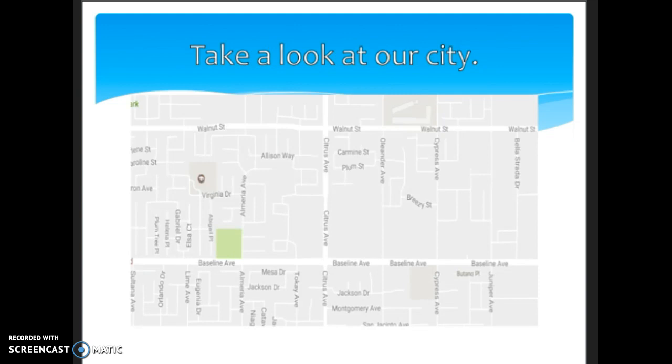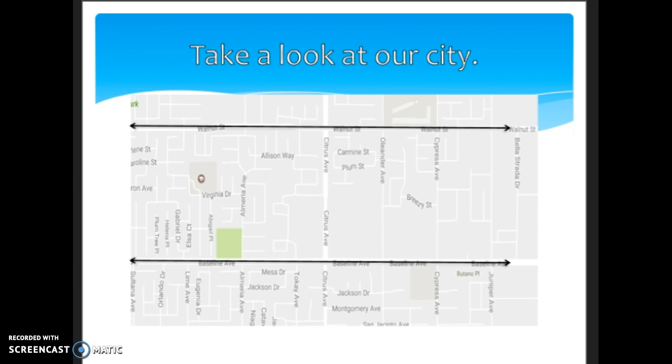Now let's take what we've learned and apply it to real life. Let's take a look at our city map. Within our city, we have two parallel lines, Walnut Street and Baseline Avenue, and we also have a transversal, Citrus Avenue. To make this a little simpler to look at, let's go ahead and number the angles that were created by these two parallel lines and transversal. Now we can discuss the relationships between these angles created by the parallel lines and the transversal.